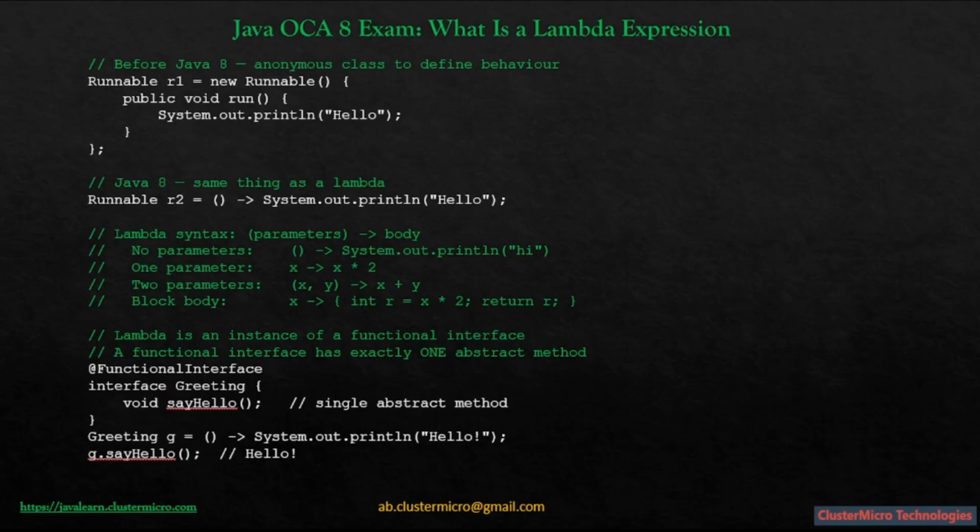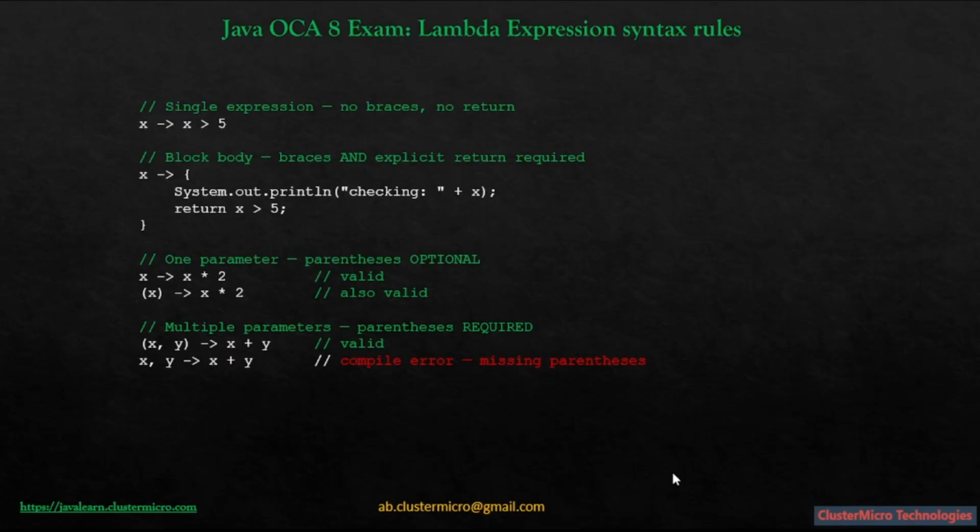The @FunctionalInterface annotation is optional. It does not change behavior; it just tells the compiler to enforce the one-method rule. If someone accidentally adds a second abstract method to Greeting, the compiler will flag it immediately. So we can say confidently that a lambda is a short, clean way to implement a functional interface, an interface with exactly one abstract method, without writing an anonymous class. There are a few syntax rules the exam tests, so let us go through each one clearly. For a single expression body, you write the expression directly with no braces and no return keyword.